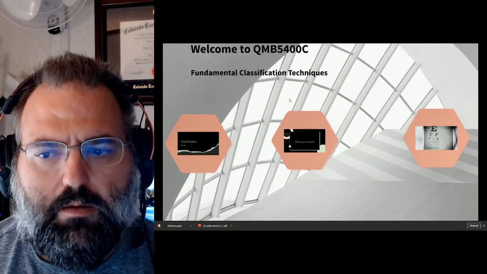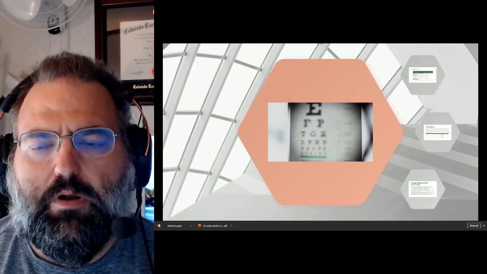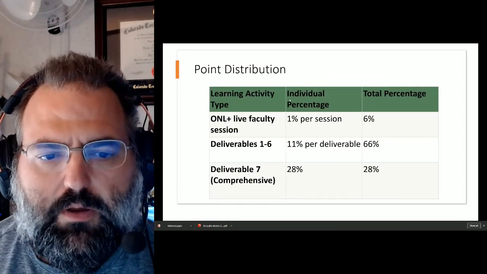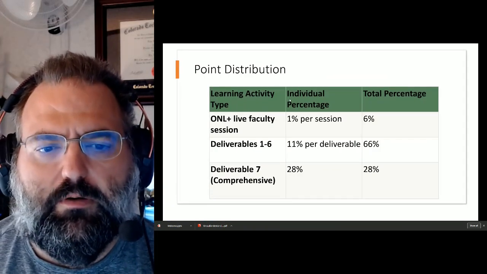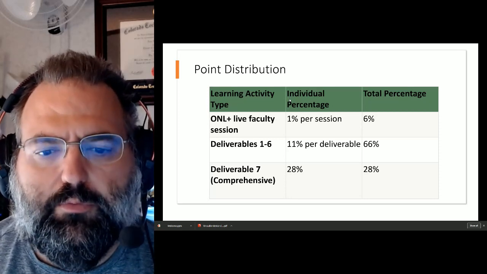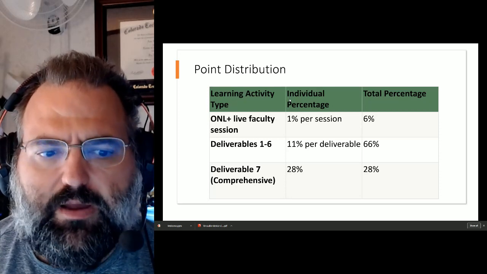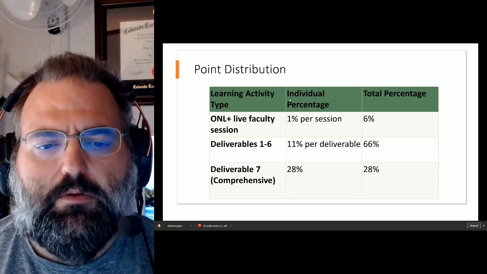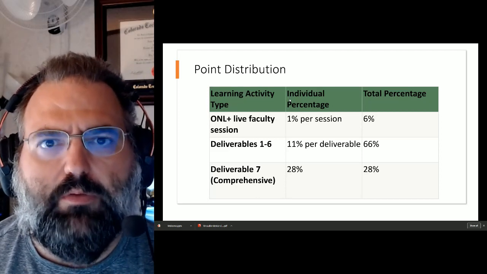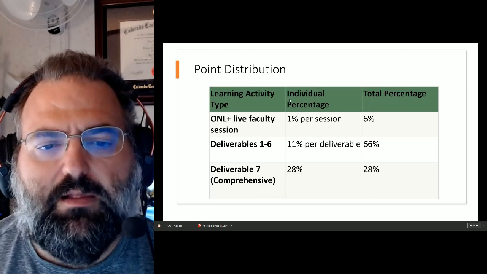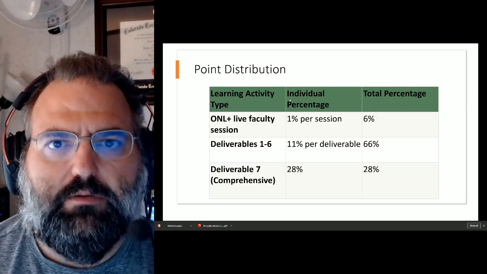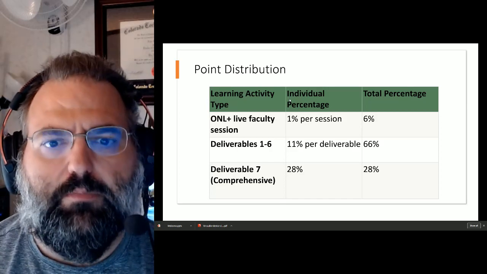A little bit about this course. We're not going to go into much detail here. But the basic idea, you want to pay attention to the deliverables because that's where the points are in this course. You can basically pass the course by doing just the deliverables 1 through 7. Deliverable 7 is your capstone. It's kind of a comprehensive sort of thing. 28% of your grade, the remaining 11% per deliverable 1 through 6, so that's 66%. The last 6% is made up by basically watching live sessions along the way and saying that you watched them and what you learned from them.